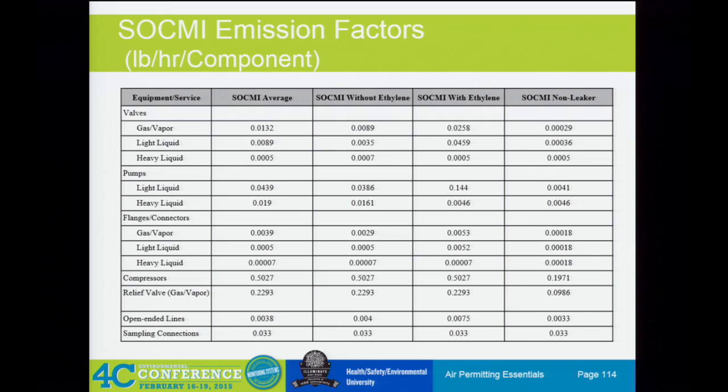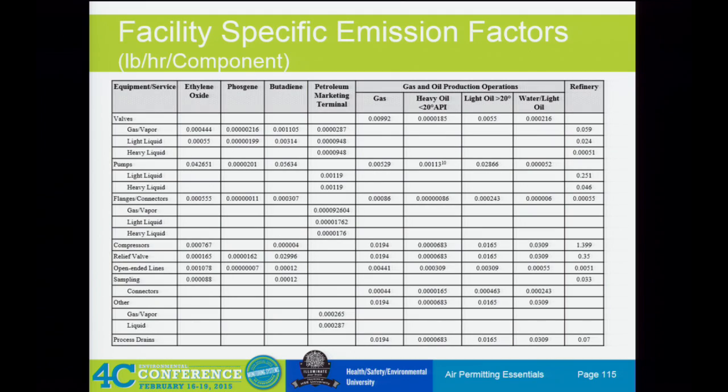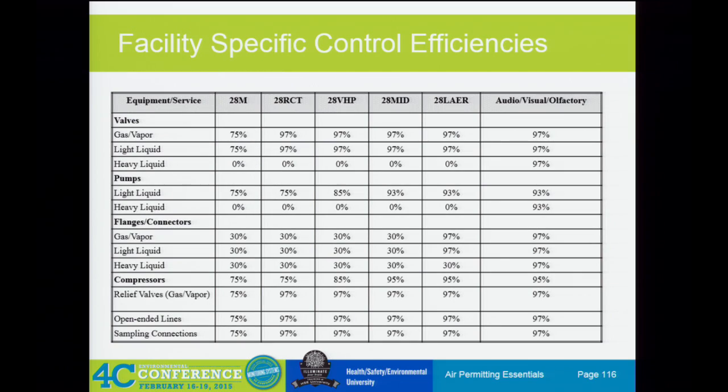So you multiply them by the appropriate factor, and that gives you your total emission rate. And then you multiply that by your speciation to get your VOC emission rate. And then, here are the other types, right? So if you're at a refinery, you would use these factors. If you're at a petroleum marketing terminal, you'd use these factors, et cetera. And then you take that emission rate times your control efficiency.